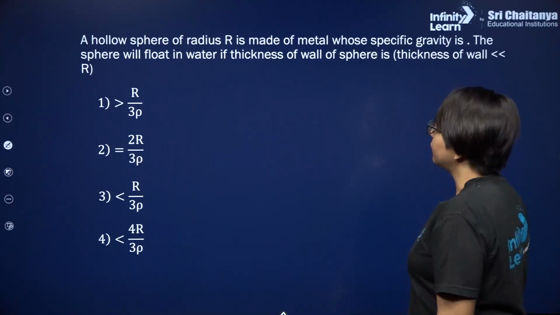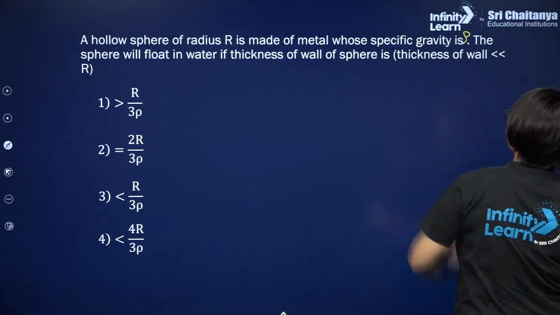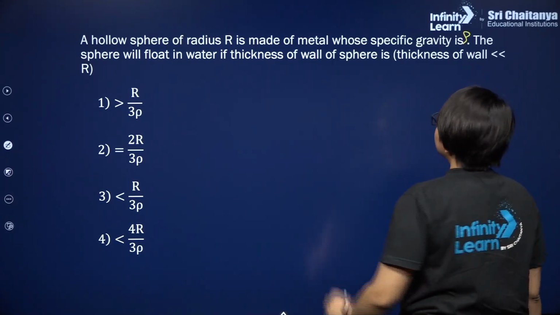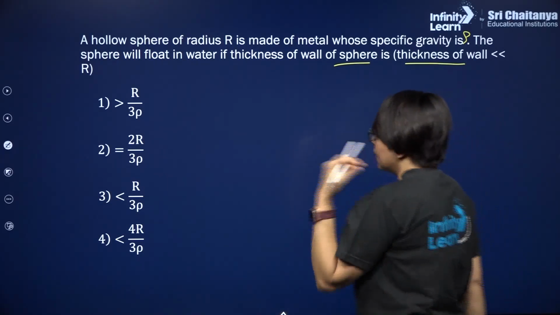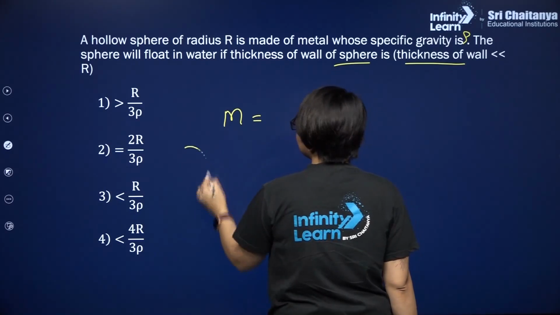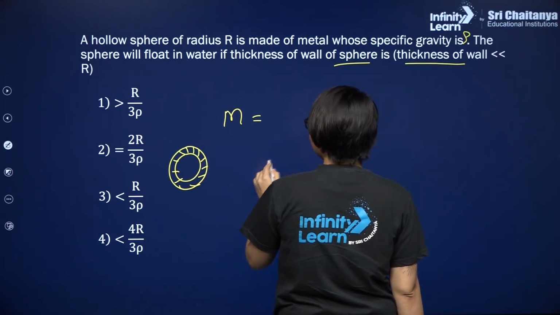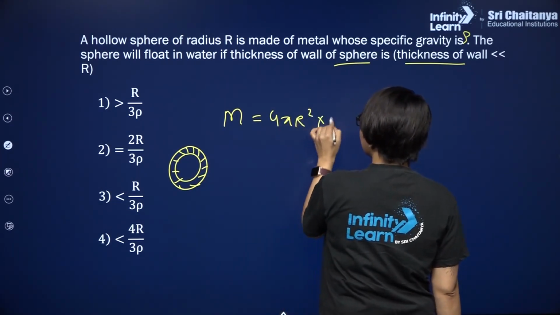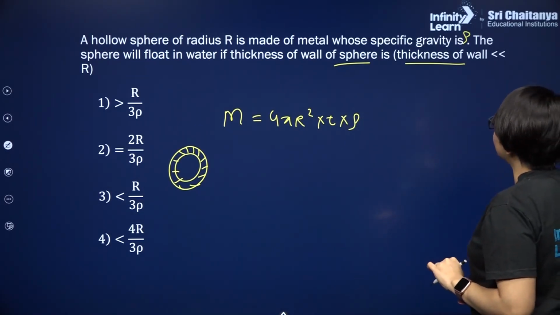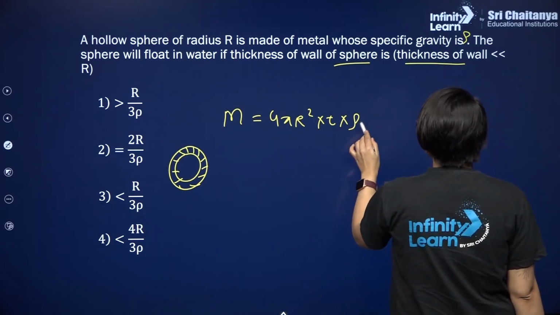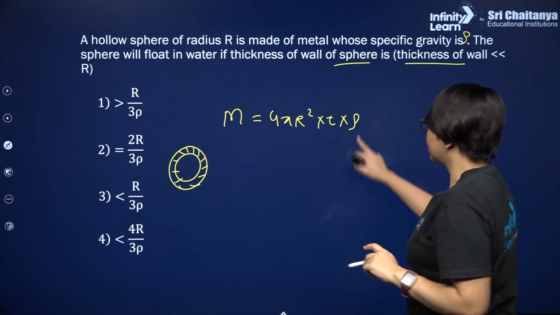Next is this one. A hollow sphere of radius r is made of metal whose specific gravity is rho. The sphere will float in water if thickness of wall of the sphere is, and thickness of wall of the sphere is much lesser than the radius over here. So let's say mass of the sphere, this is the mass of the sphere, okay, and that will be 4 pi r square into thickness t into specific gravity rho over here, and specific gravity is equal to density in gram per centimeter cube, right. So I am putting it as rho only.